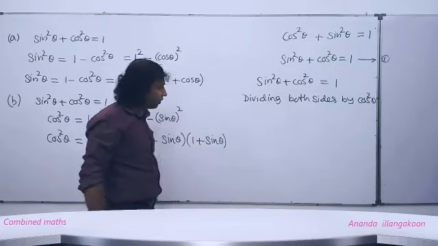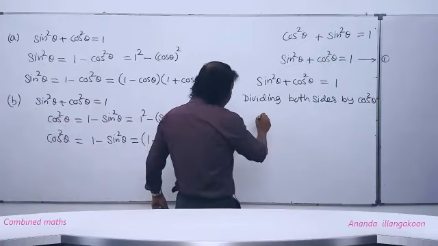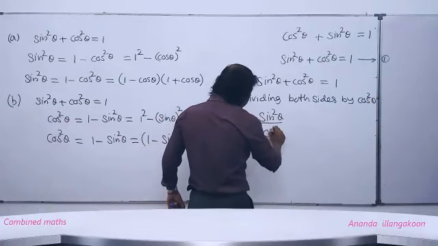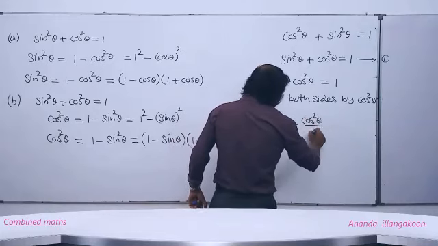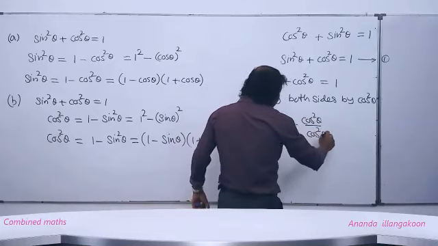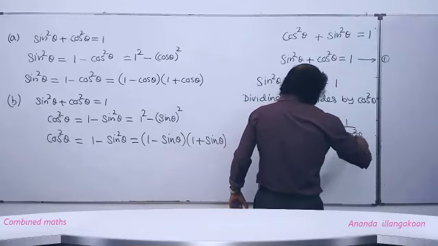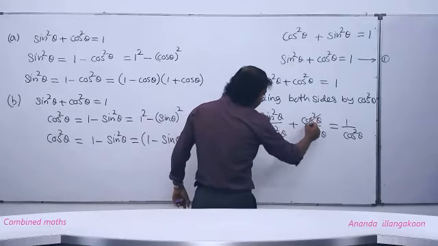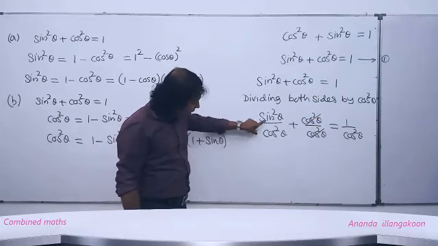Dividing both sides by cos squared theta. See what happens? Sine squared theta, we have to divide by cos squared theta. And on the right hand side, 1 should be divided by cos squared theta. It is a very obvious thing that this cos squared theta we can cancel down with this. And here, sine squared theta divided by cos squared theta.